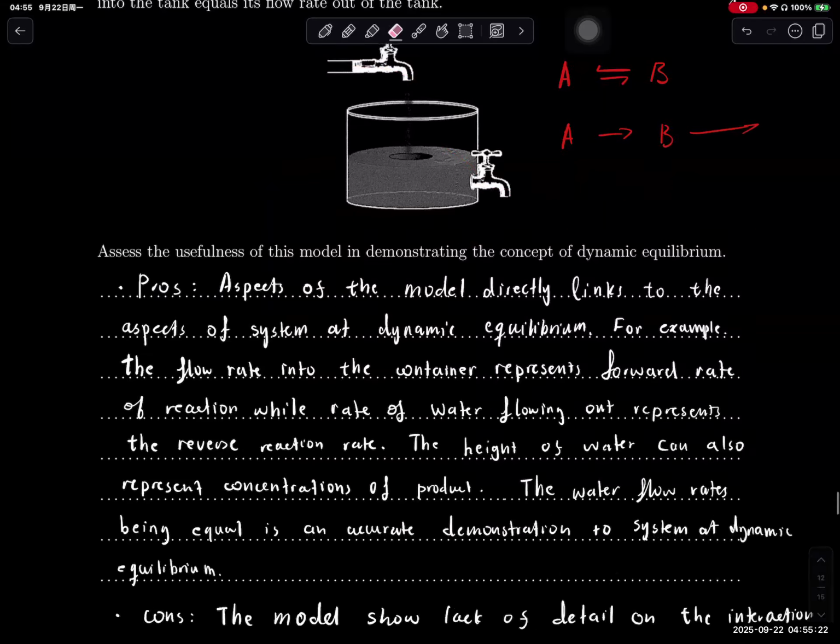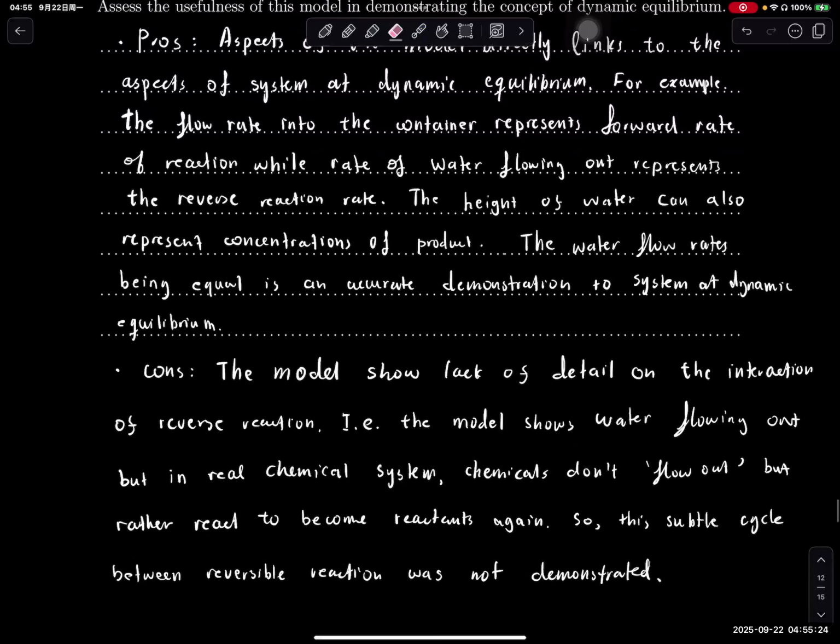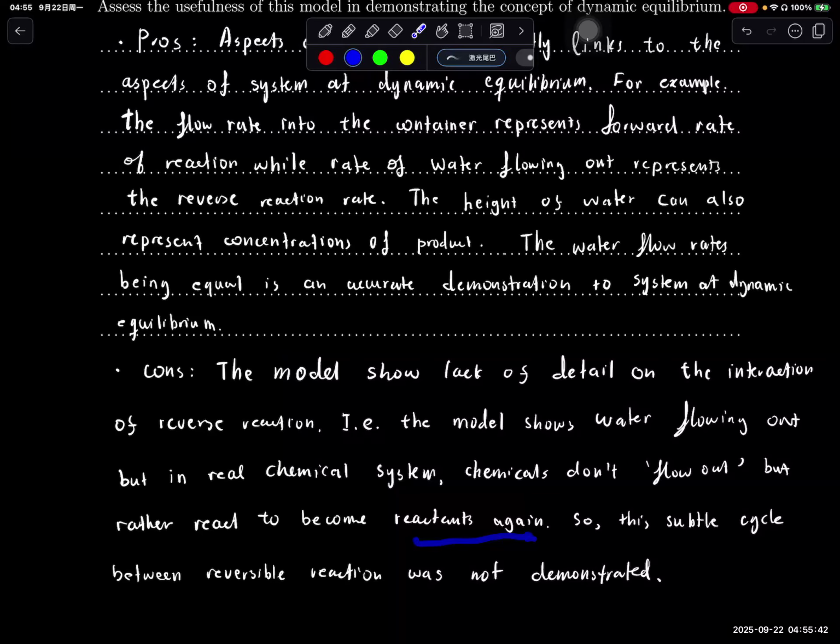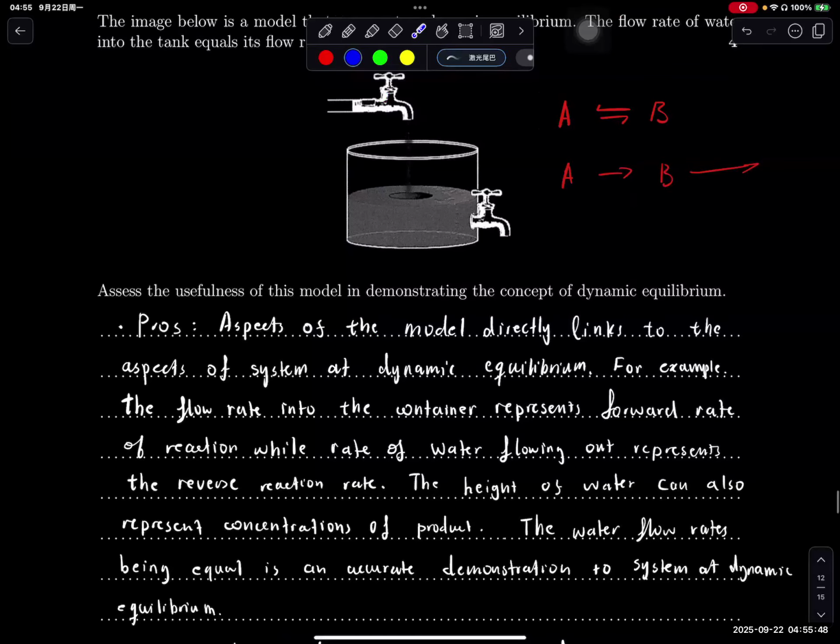Okay. So I said the model shows a lack of detail on the interaction of the reverse reaction, i.e. the model shows water flowing out, but in a real reaction system, chemicals do not just flow out. Rather, they react to become reactants again. So the subtle cycle between reversible reactions was not demonstrated. Okay, yeah, talk about that.